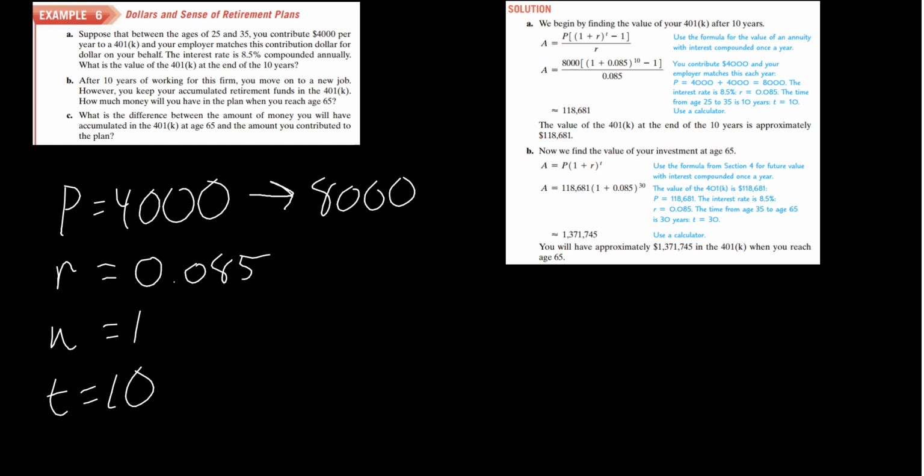But part B reads, after 10 years of working for the firm, you move on to a new job. However, you keep your accumulated retirement funds in the 401k. How much money will you have in the plan when you reach the age of 65?